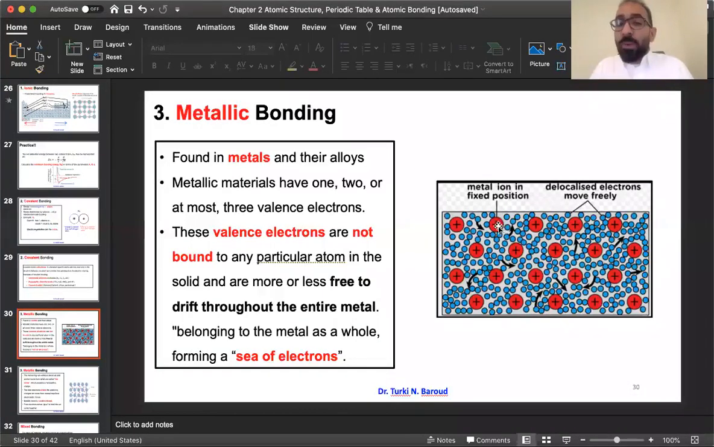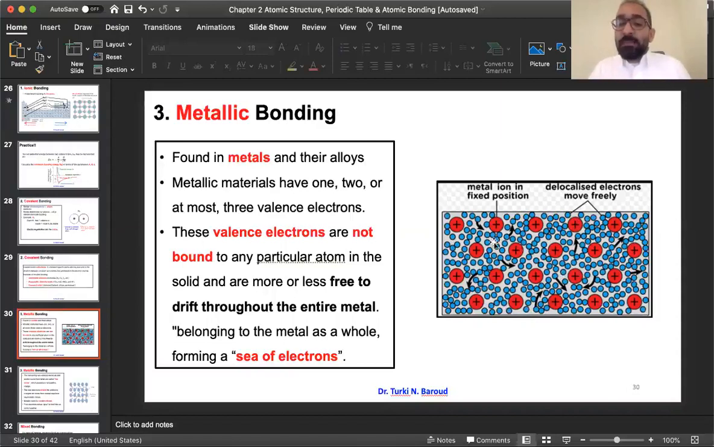And that results in what's called positive cores. You see the positive cores here, the red circles. Inside each positive core you have the nucleus and some electrons. But why is it positive if it has electrons? Because the electrons it has inside are not enough to shield the positive charge of the nucleus. This is why it has a positive charge. Now the rest of the electrons that used to belong to this atom belong to the whole material, so the electrons are free to drift inside the material.